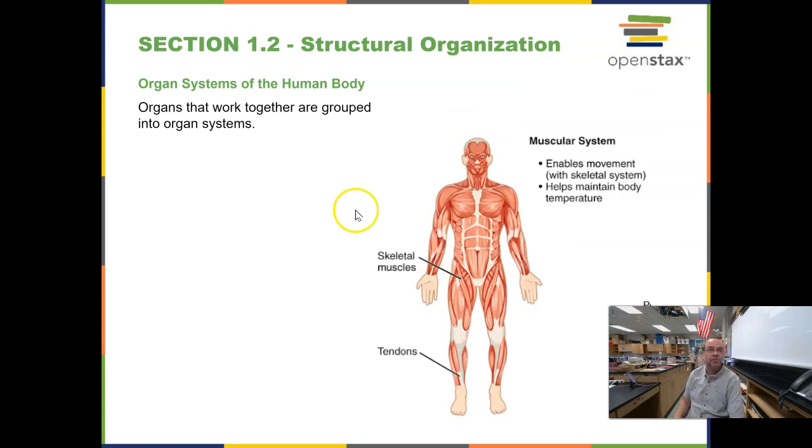Another system would be the muscular system, and the muscular system allows you to move, allows you to sit and have posture, helps maintain body temperature, and it's made up of the muscles, your skeletal muscles, like your biceps, sorry, I don't mean to show off, triceps, your lats, those kinds of muscles, as well as the tendons that attach those muscles to bones.